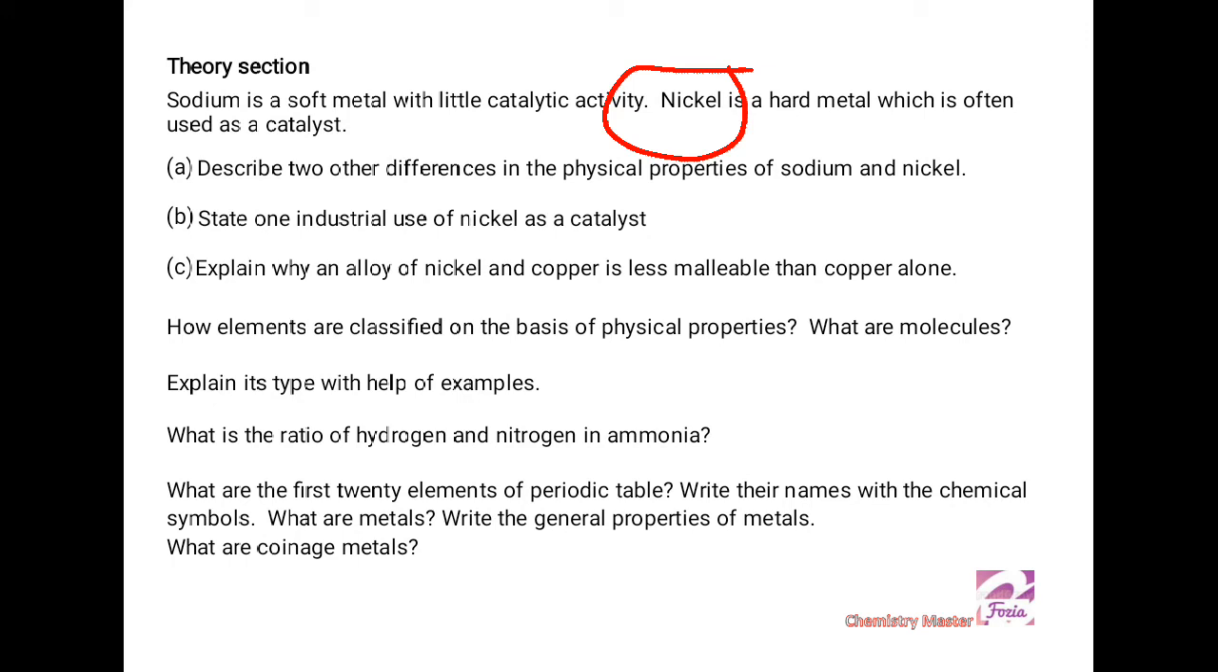The next is, you can also state the melting points. Sodium is a soft metal having melting point 97.72 degrees Celsius, but nickel is a hard metal having melting point 1453 degrees Celsius. B. State one industrial use of nickel as a catalyst.